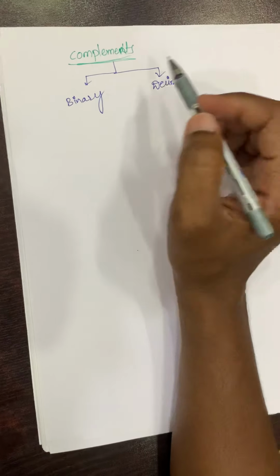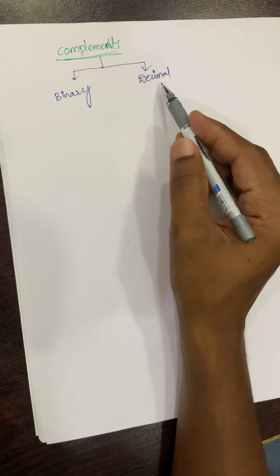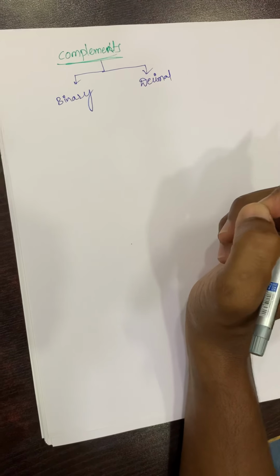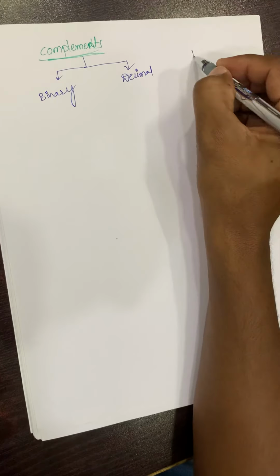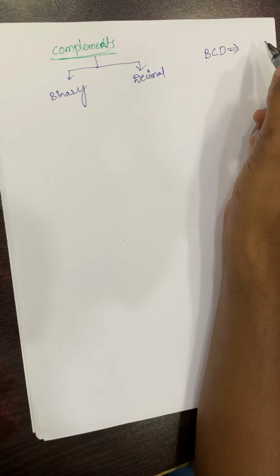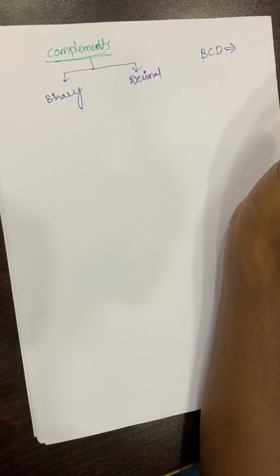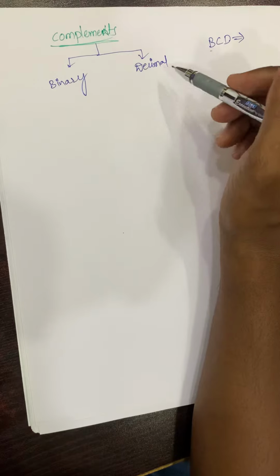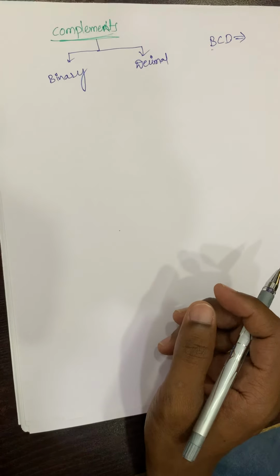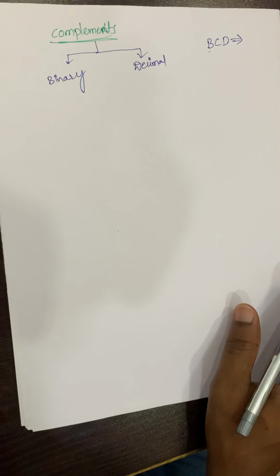We know that binary is a representation of zeros and ones. For decimal, the range is 0 to 9, with 10 as the base. We already discussed BCD, binary coded decimal, where decimal numbers are represented in binary form. At that time I already discussed the range of the decimal and how they are represented. Now the coming complements are the binary complements and decimal complements.